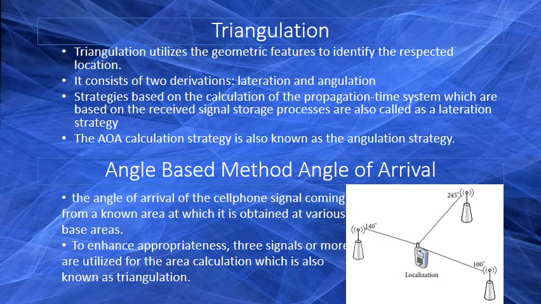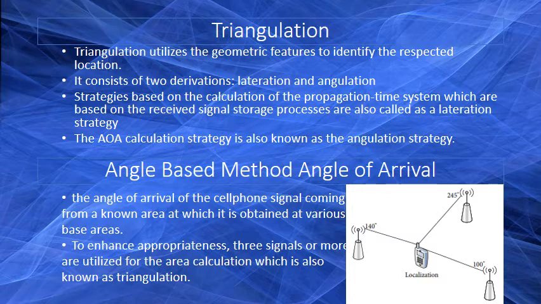Triangulation. In this method, triangulation utilizes geometric features to identify the respective locations. It consists of two derivations: one is lateration and the other is angulation. The strategy based on calculation of propagation time, based on the received signal strength, is also called the lateration strategy. And AOA, which is the angle of arrival calculation strategy, is also known as the angulation strategy.